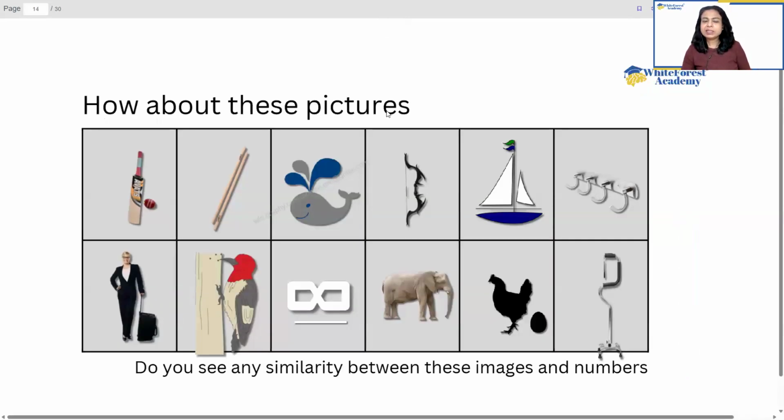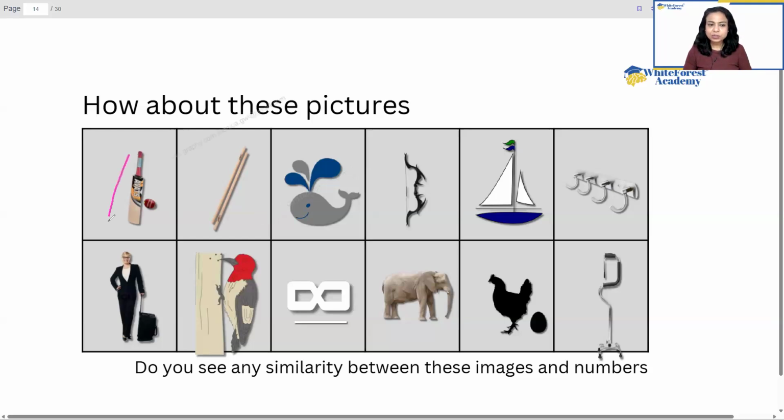Okay, let's have a list of other objects, or maybe we'll do one thing. Yeah, let's finish this. So how about these pictures? Let's again have a look. There's a bat and ball, 2 sticks, and so on till a walking stick. Do you see any similarity between these images and the numbers? Again, look closely, you will see. Pause the video here, just stick to this picture, and you'll notice what they are.